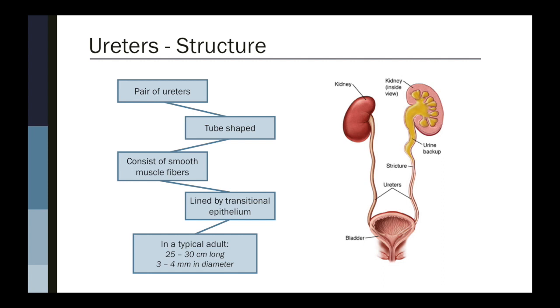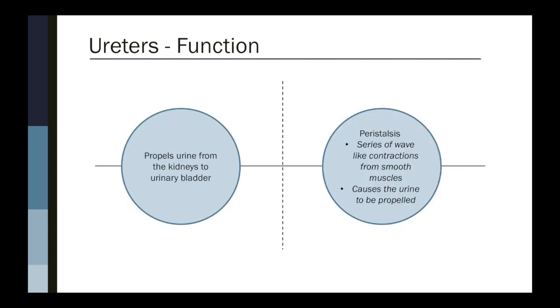Now, these ureters are tube-shaped, and they are largely made up of smooth muscle fiber. They are lined by transitional epithelium and tend to be about 25 centimeters to approximately 30 centimeters long and have a diameter in the range of about 3 to 4 millimeters. The ureters propel urine from the kidneys to the bladder through the process of peristalsis. Peristalsis is a series of wave-like contractions from smooth muscles which cause the urine to be propelled.